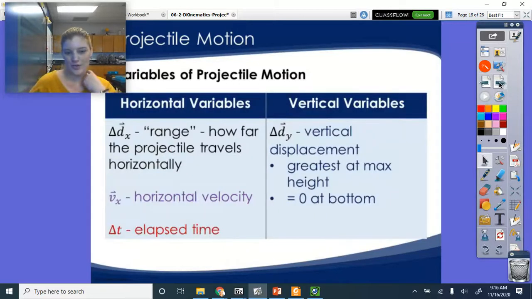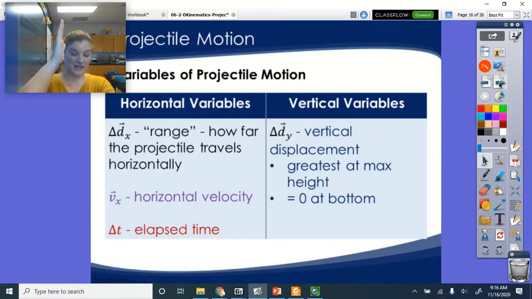So let's just go through each of these and talk through what they are. Our change in displacement in the X is the range. So that's how far we're going horizontally. And then our Vx is our horizontal velocity, and our delta T is the change in time. So that's going to be the exact same thing that we've always seen. For vertical, we have our displacement in the Y. So that's how vertically displaced we are up and down.